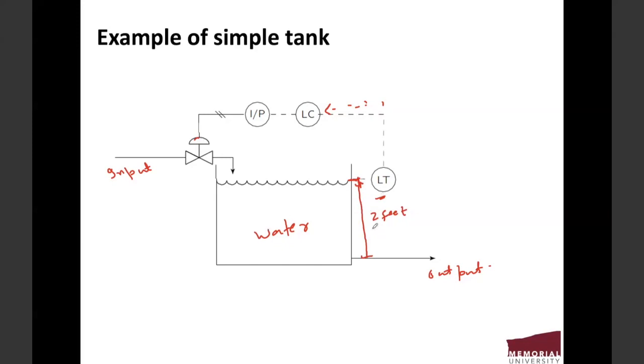Again, if the level is less than the set point of 2 feet, it will give a signal to the level controller. The level controller will open the valve so that more water can come into the tank and we can achieve a level of 2 feet. So this is a very simple example of instrumentation and process control on a system. This system, we can also use on our output line. We don't have to use it on our input.